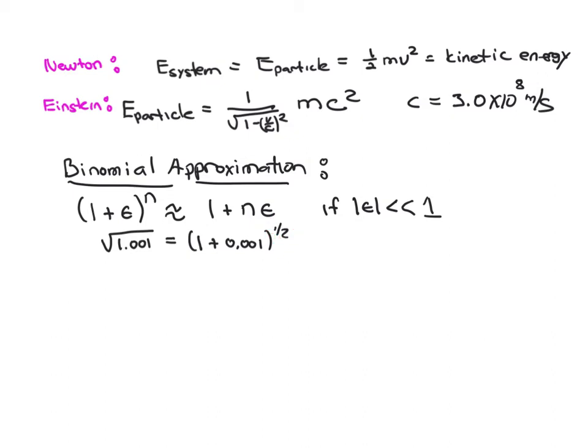So according to the binomial approximation, this should be approximately equal to 1 plus 1/2 times 0.001, or 1.0005. And you should go and get out your calculator and ask your calculator what it thinks the value of the square root of 1.001 is. And you'll see that you get a number which is not exactly equal to 1.0005, but very, very close. So that just means that this is a good approximation.